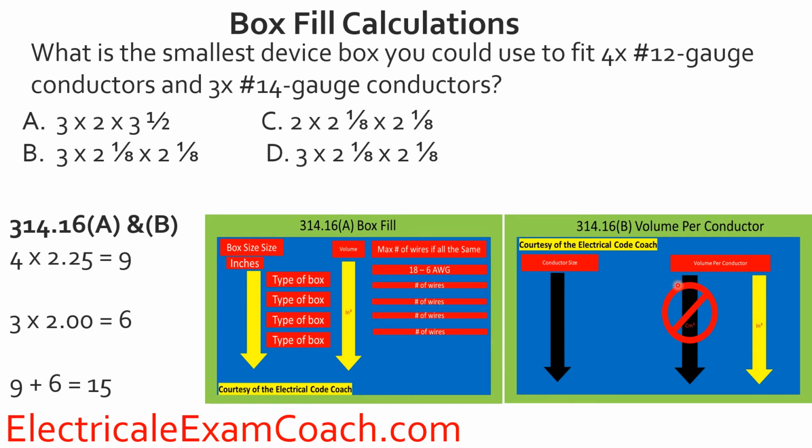The code wants to know the smallest box that will fit it. So we come over here to our middle column, the volume column, and we slide down until we find a device box that just fits it. And we're going to find that it's a 3 by 2 by 3 1/2.